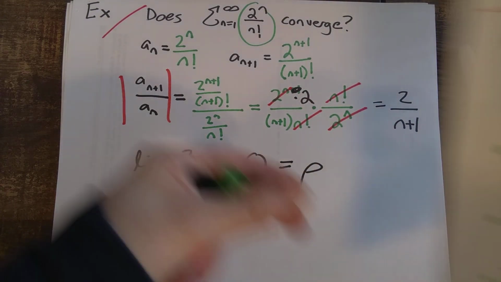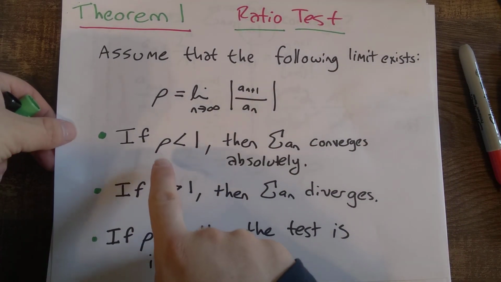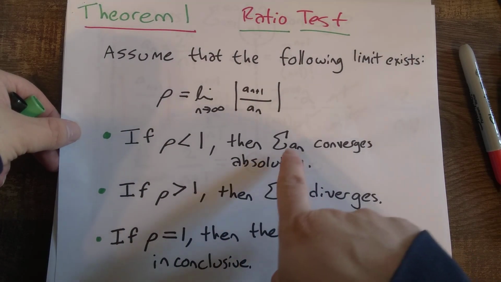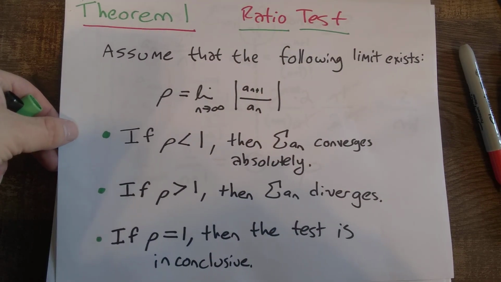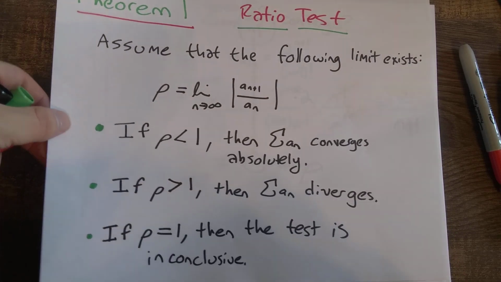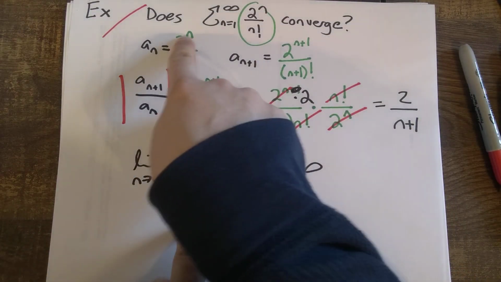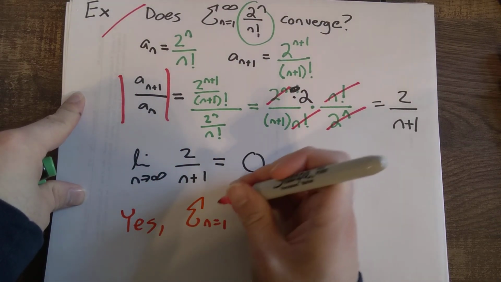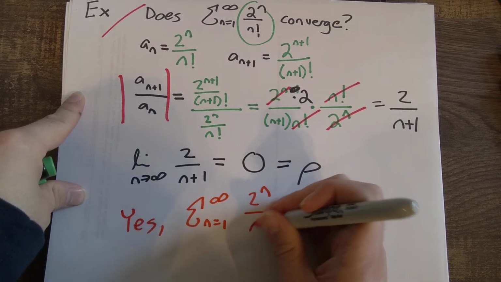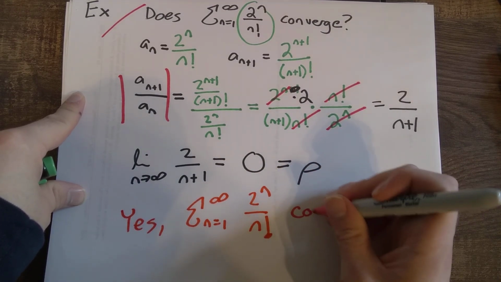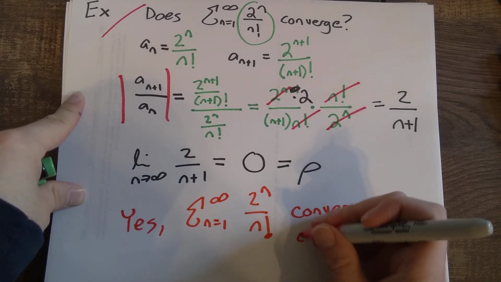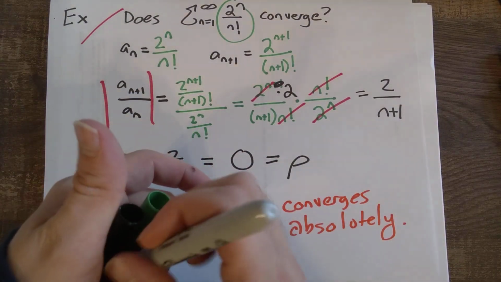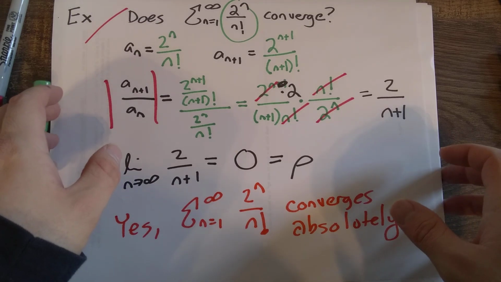So let's go back to our theorem. Rho is 0, so rho is less than 1. This says that the original series converges, and not only does it converge, but it converges absolutely. So does the series, the sum from n equals 1 to infinity of 2 to the n over n factorial, converge? Yes, it converges, and let's say that it converges absolutely. So that's a first example of the ratio test. We'll see more examples in future videos.